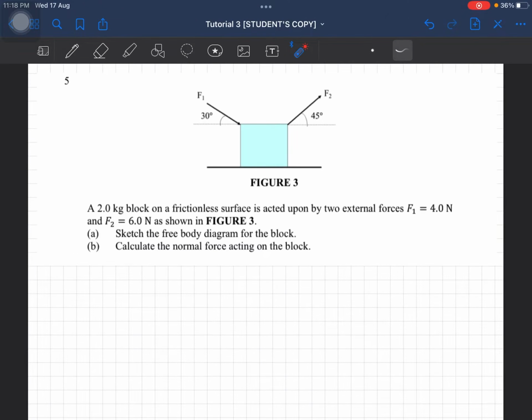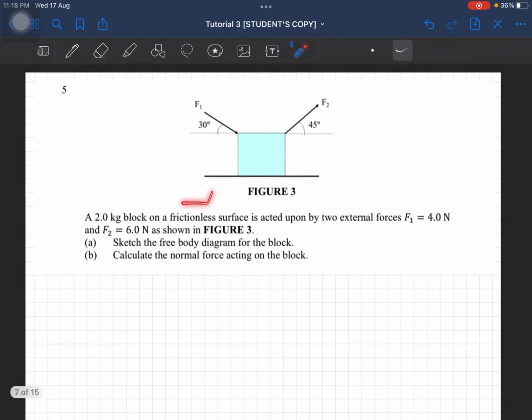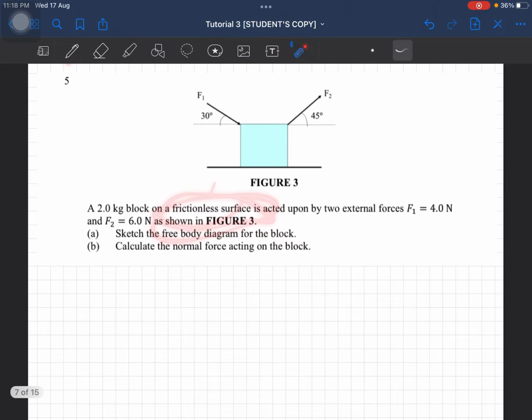Question number 5. So this is for forces. A 2.0 kilogram block on a frictionless surface. So if the question states that it is a frictionless surface, there is no friction. Friction is equal to 0. So it is acted upon by two external forces, F1 and F2. Sketch the free body diagram of the block and calculate the normal force acting on the block.